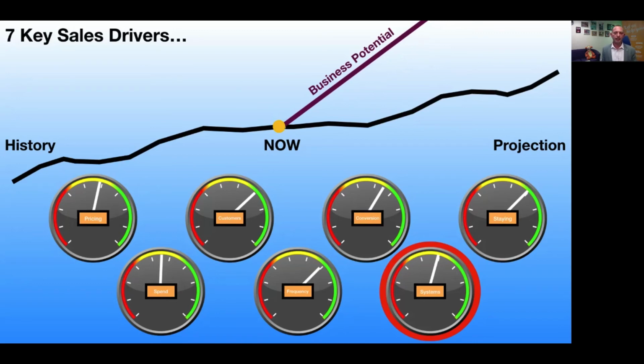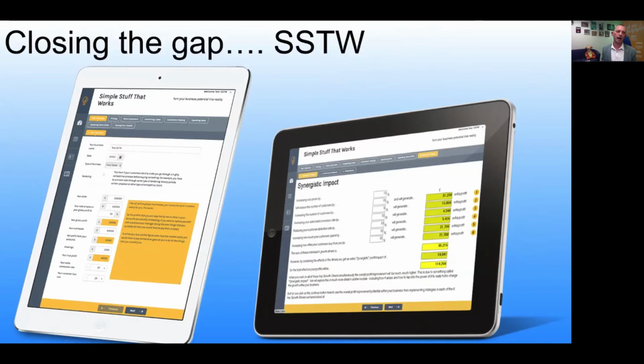So that's that. Now, I've talked through a presentation that gets the point across on how you can improve the business potential. We have a piece of software called SSTW, which stands for Simple Stuff That Works, that accountants can use to really show and quantify the benefits for real, if you like, with a customer.